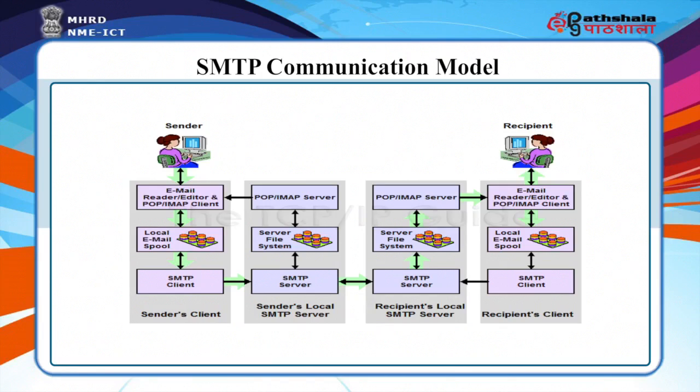Then the recipient has a similar process. So in this picture you can look at one half and the other half, and the mail gets transferred from one area to the other. So SMTP is the basic internet-based mail protocol, which is part of TCP/IP in the application layer.